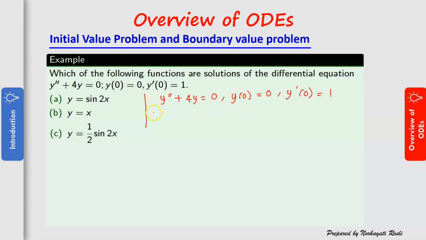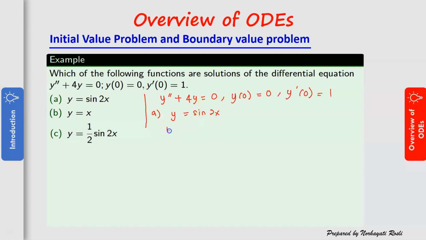How to solve this? Let's check for this A. A is given by y equal to sine 2x. If this function is a solution for this equation, it means that when you differentiate it twice, then substitute in y double prime and this y, you will get equal to 0.